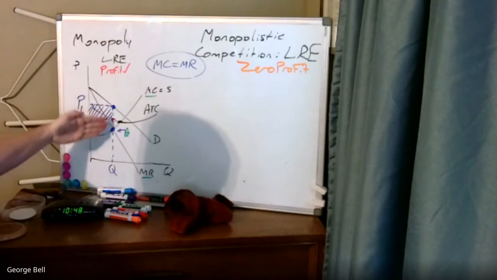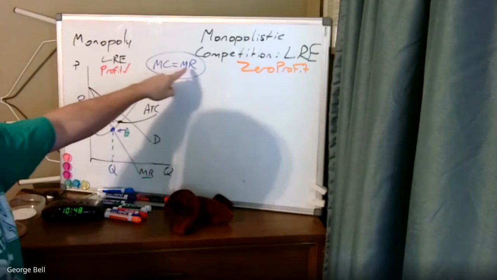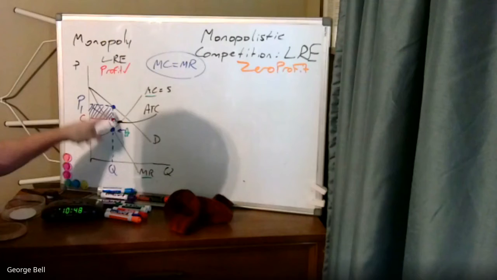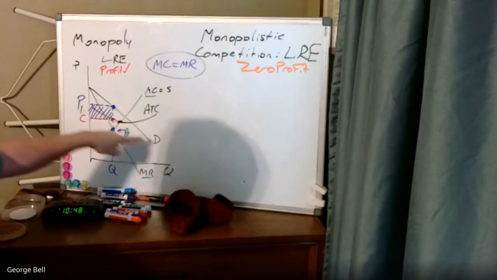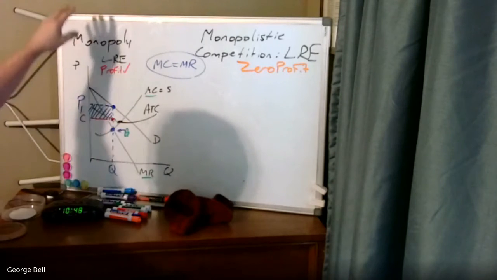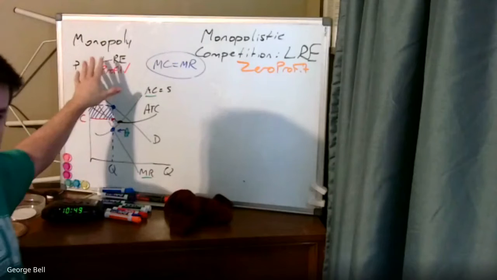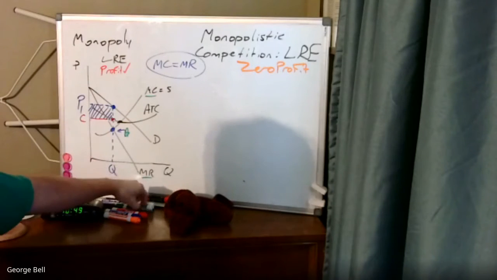Then we draw our quantity line right through the North Star, which is the intersect MC equals MR. This spot then gives us this triple row of dots where we see our price line coming off the demand curve and our cost line coming off of the average total cost. This is monopoly in long-run equilibrium. And in long-run equilibrium, a monopoly will earn profit.